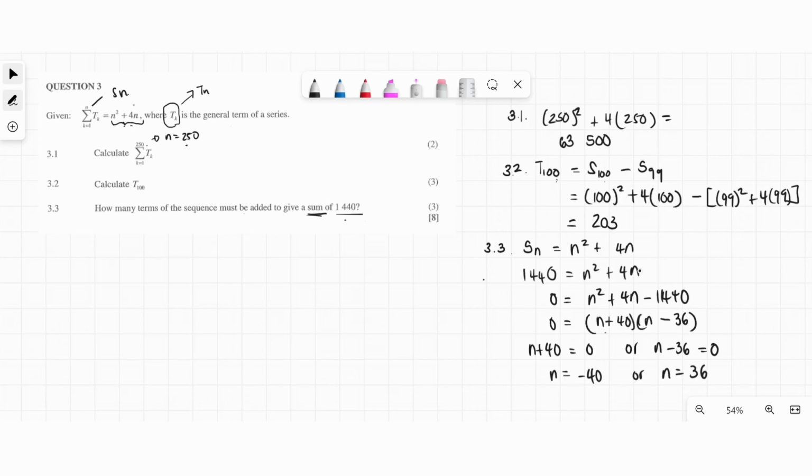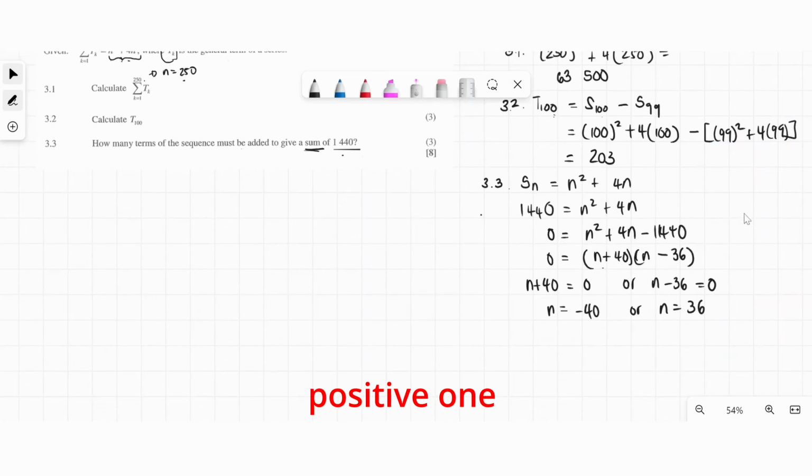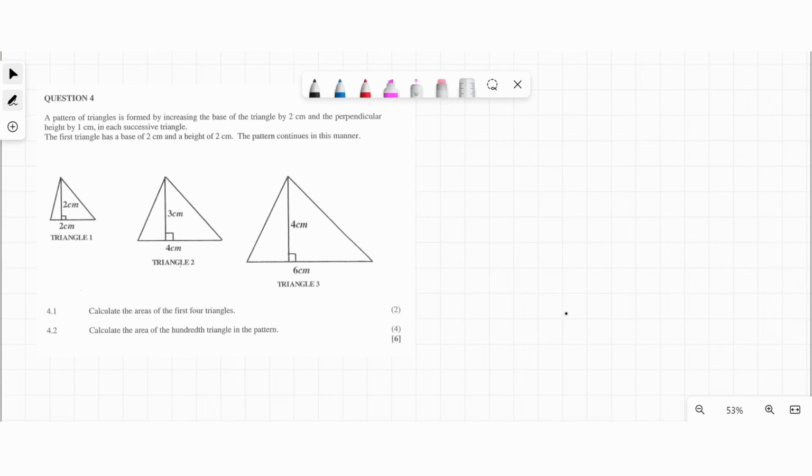We pick n is always positive, so we're going to pick the positive one. So therefore n is equals to 36, and this will be your final answer. So now let's do question 4.